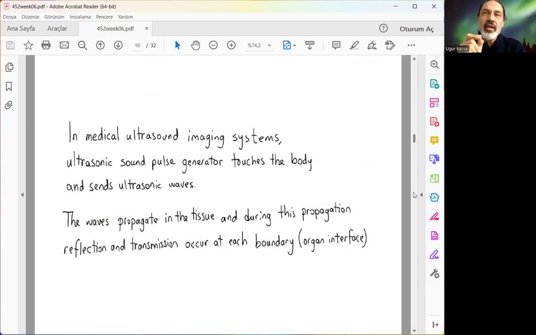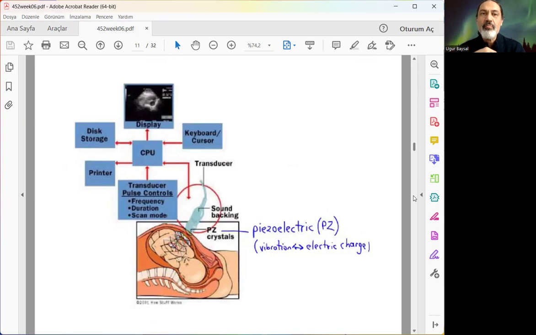Those waves should travel with minimum loss. So that's the reason ultrasonic gels are used. And the waves propagate in the tissue. During this propagation, signal attenuation occurs per distance, and reflection and transmission also occur at the boundaries. So from the time delay of the signals, you can determine both of these unknown parameters and reflect them on the display screen.